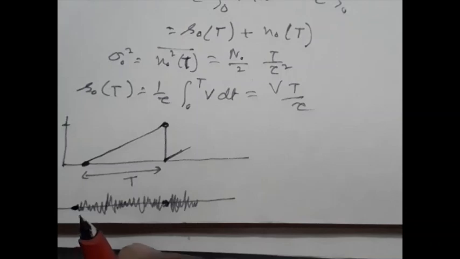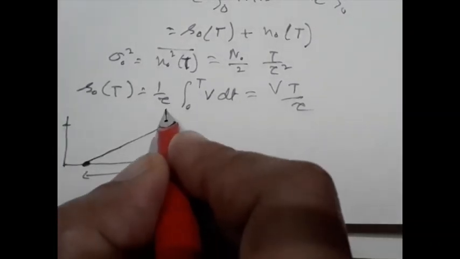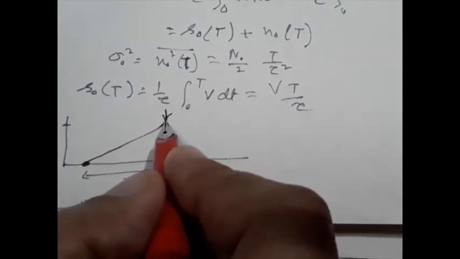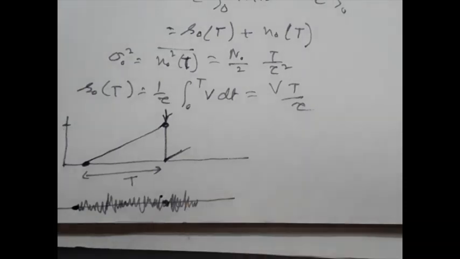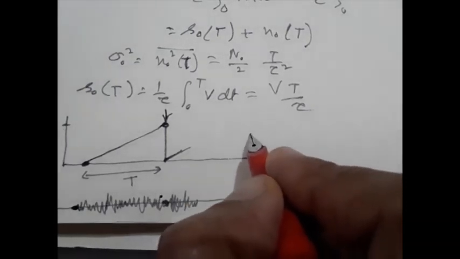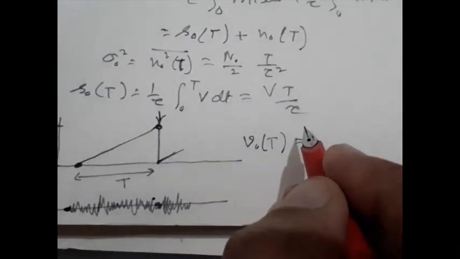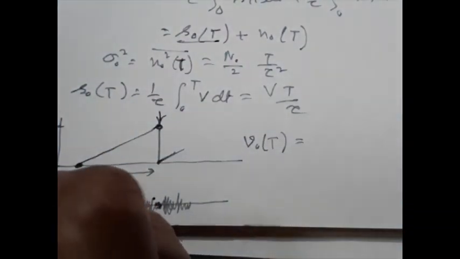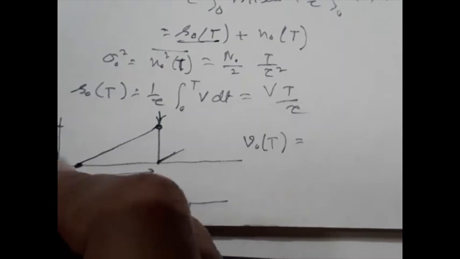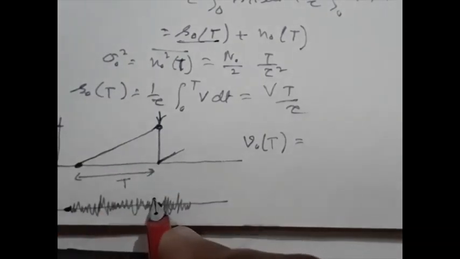So once we take the sample, once we close the sample switch S2 at this time, we will get the signal value VT by tau and the noise value N0(T). So V0(T) will be equal to, as we have already written, S0(T), this is S0(T), VT by tau, and this one is N0(T).